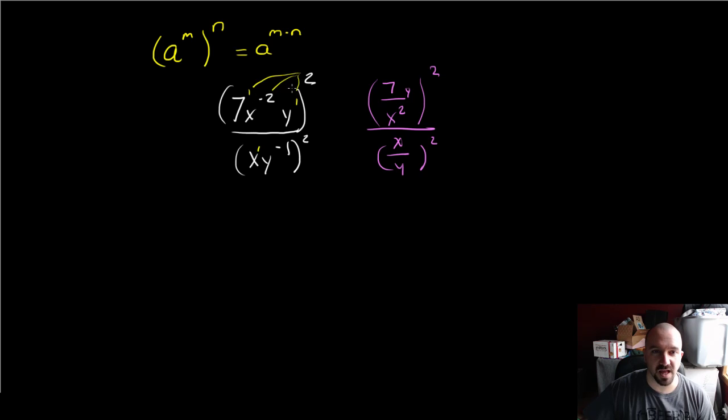I always draw these lines just to make sure that I'm distributing to everything. So the top gets distributed through. That's going to give us 7 squared, x to the -4, and y squared. Remember that this is not -2 plus 2, it's -2 times 2. Then down on the denominator here, we've got the square. It's coming through just to the x and the y, giving us x squared and y to the -2.